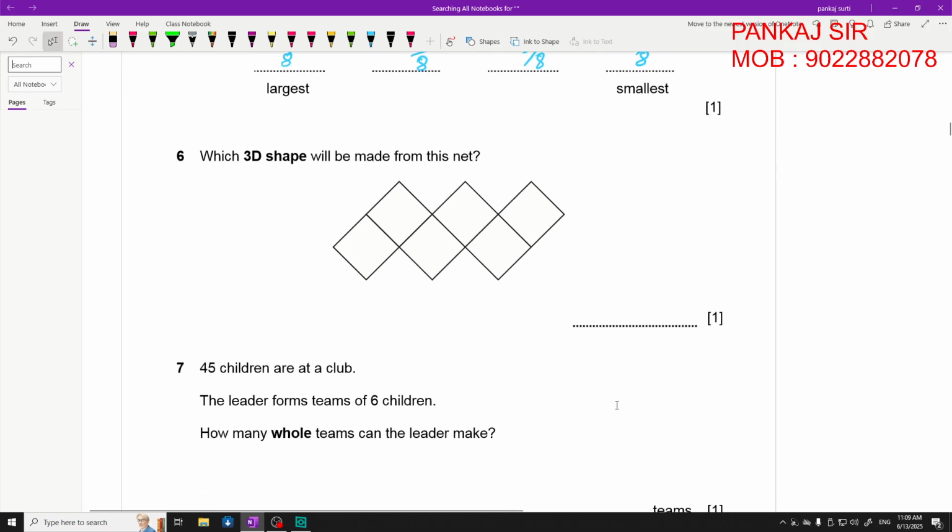Question number 6. Which 3D shape will be made from this net? Now you can see this net diagram. It is made up of exact squares, okay? And you can see 1, 2, 3, 4, 5, and 6 squares, right? So if you fold them into a 3D figure, it will give you an exact cube, because a cube has 6 surfaces, which will be represented by these 1, 2, 3, 4, 5, 6 squares. And each face of a cube has to be a square, and these are all squares. So this net diagram will ultimately end up as a 3D figure, which is exactly a cube.